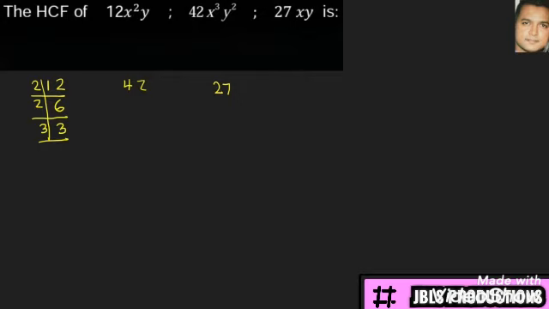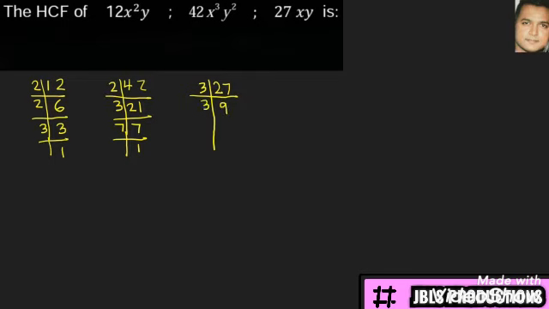Right, the next one is, we will use 2. This will be 21. We can't use 2 here now, so we'll use 3, and it goes 7 times there, and 7, and we end off with 1. Right, and the third one here, we can't use 2, so we'll use 3, because this is an odd number. So we have 9, we have 3 again.